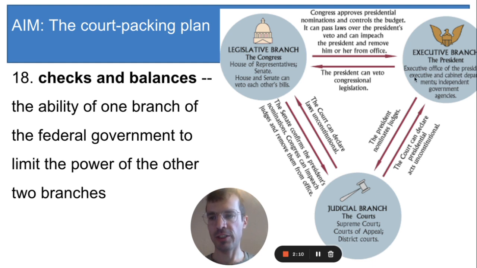Now let's look at checks between the judicial branch and the legislative branch. The legislative branch passes laws, but just as the judicial branch can declare a presidential act unconstitutional, it can also declare a law passed by Congress to be unconstitutional. And the ability of the Supreme Court to declare executive orders and congressional laws unconstitutional is called judicial review.